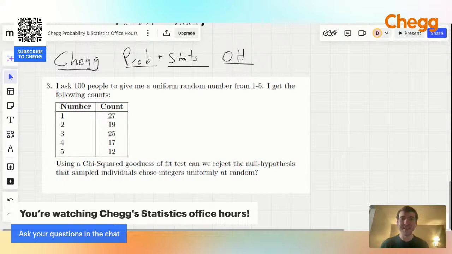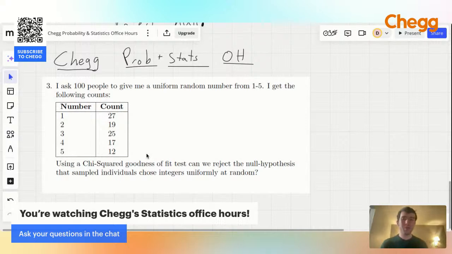Just as an experiment, everyone in chat, do you want to post a random number? Try to come up with a totally random number and post it in chat, and let's see if the numbers are truly random. If we get enough, we could do a chi-squared goodness of fit test on the Chegg office hours watchers, to see if you guys are actually random.